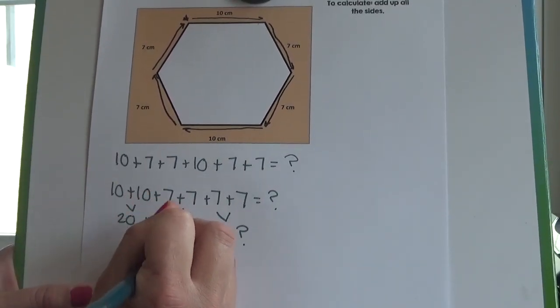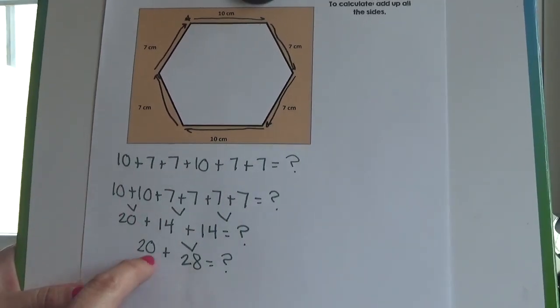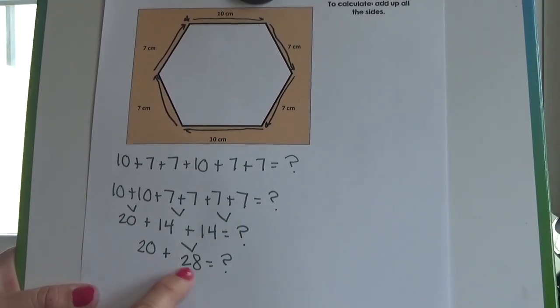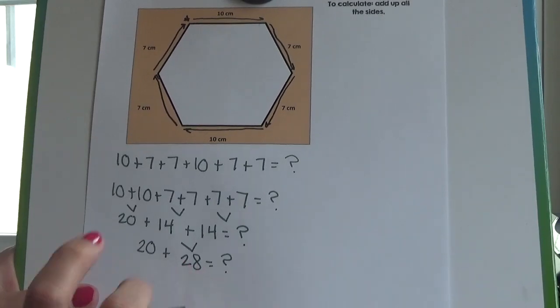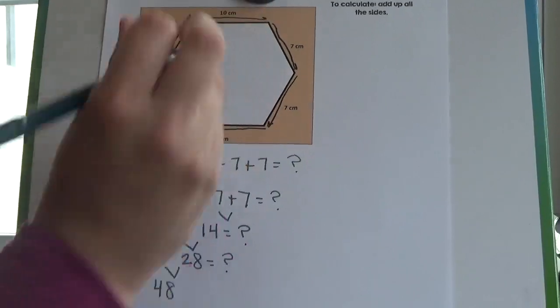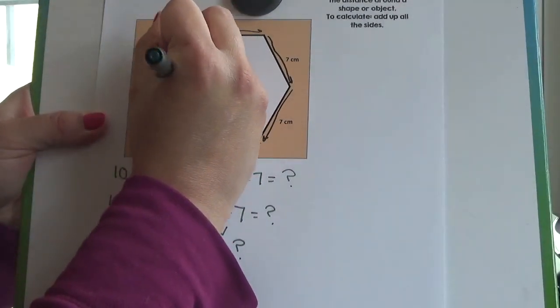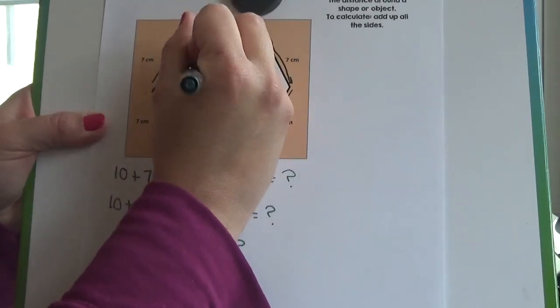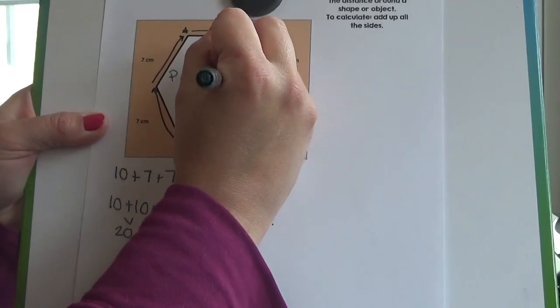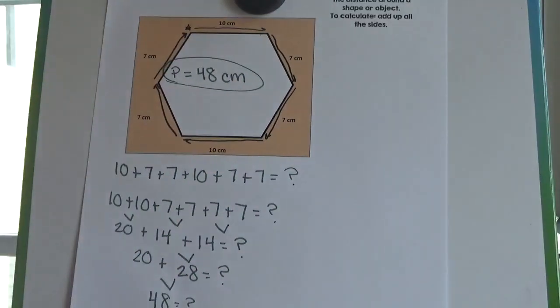Now I can add 20 to 28 to get my perimeter. Well, 20, or 2 more groups of 10, plus 28 equals 48. So we just figured out, and I'm going to write this right inside the hexagon shape, that the perimeter, or P, equals 48 centimeters. It's really important that you remember the unit. Awesome.